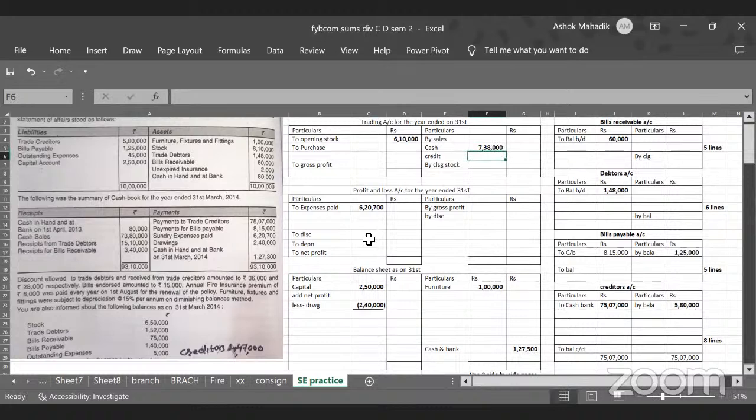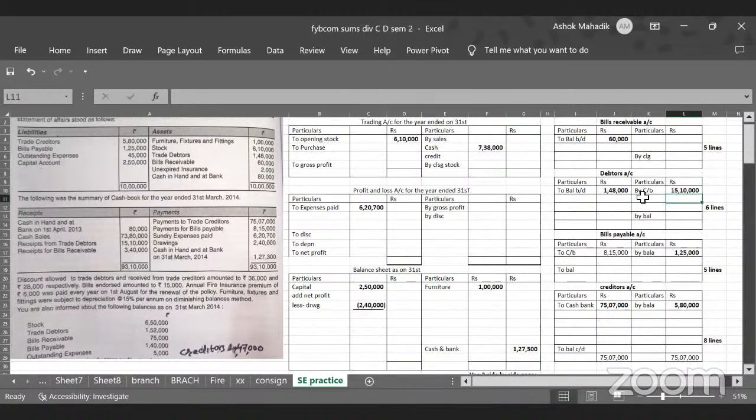Okay, then receipt from debtors. So in the cash book, on the debit side, we have debtors. So in debtors, we'll have by cash on the credit side. So I'll write on the credit side of the debtors account by cash. Just give the effect on the opposite side with the same value, 15,10,000.